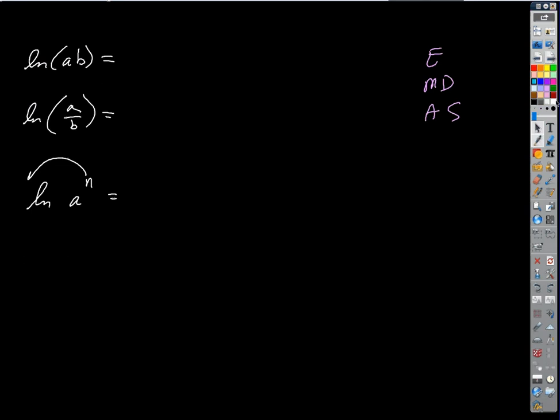So look what this does. Do you remember what this property is? What's the natural log of a product, A times B? It's okay. The log of a product equals the sum of the logs.